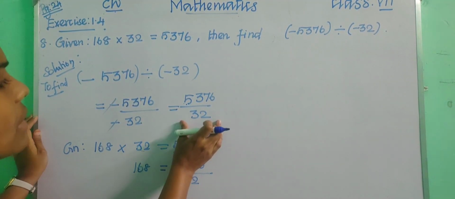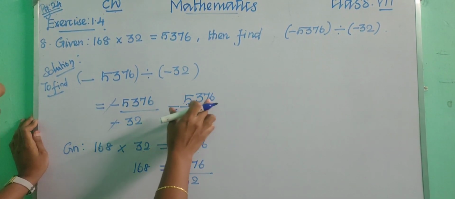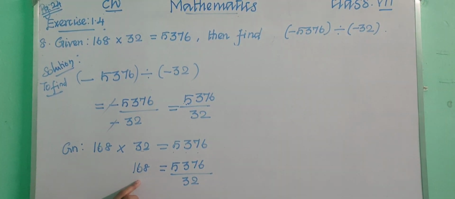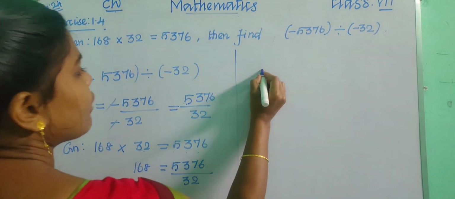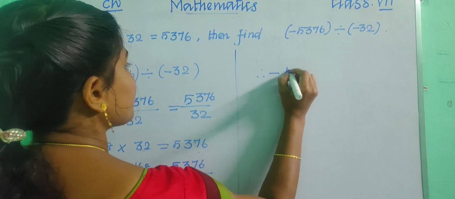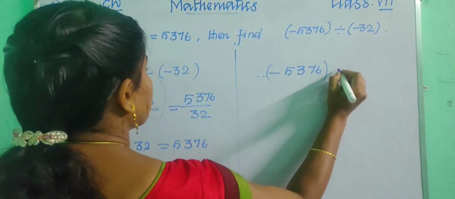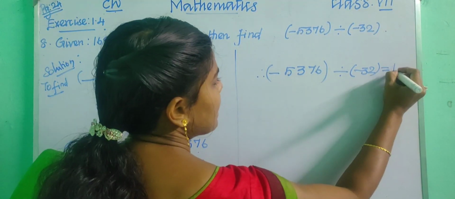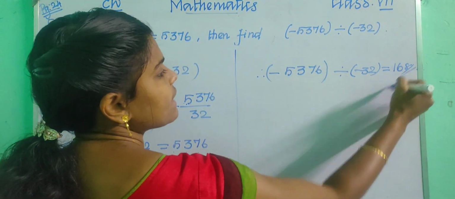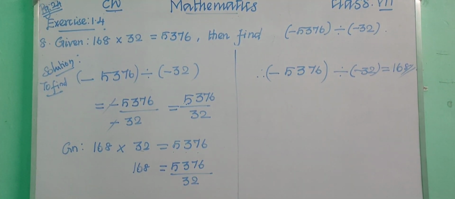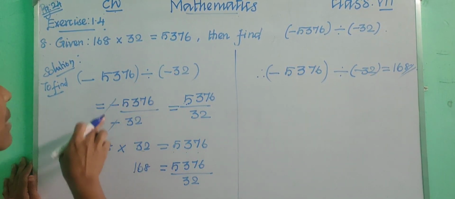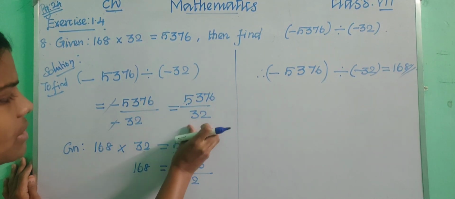We got the expression we need to find, right? 5376 upon 32. Okay children, so what is the answer? 168 is the answer. So now we got the answer. Therefore minus 5376 divided by minus 32 equal to 168. Okay children, is it clear? Copy it in your classwork notebook. Very easy sum, right? Simply we are having minus and minus here, so we are just cancelling the minus and minus and keeping all those terms as it is.